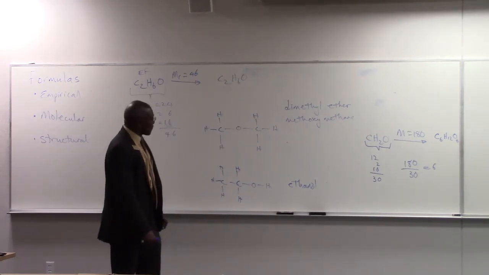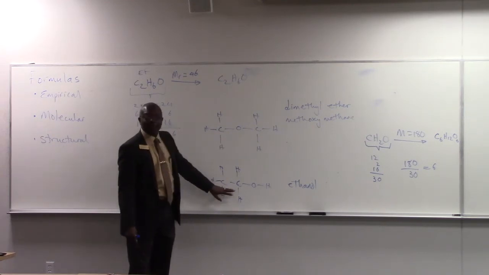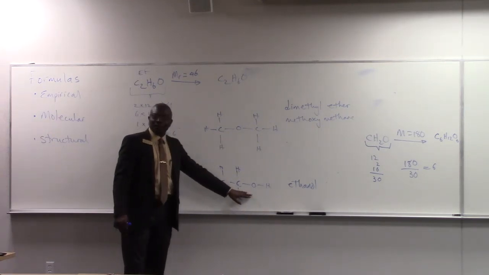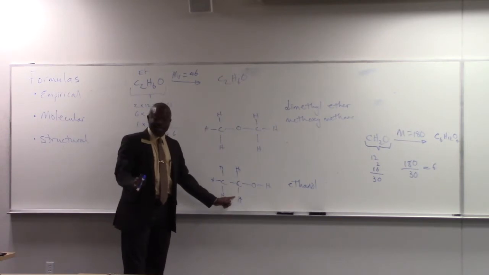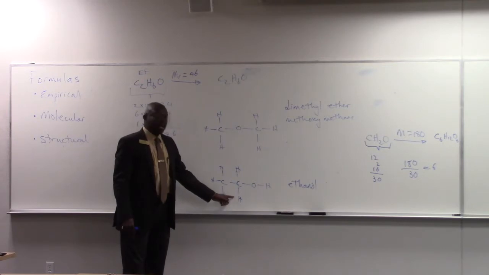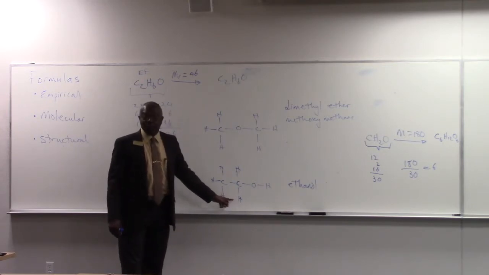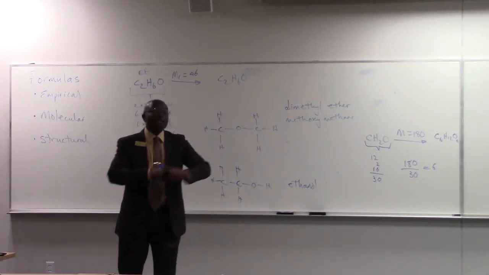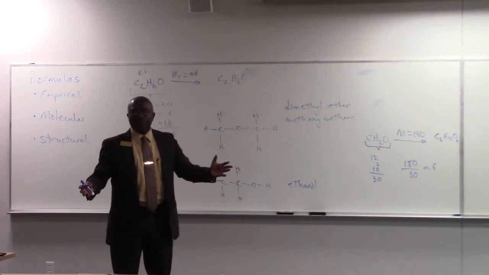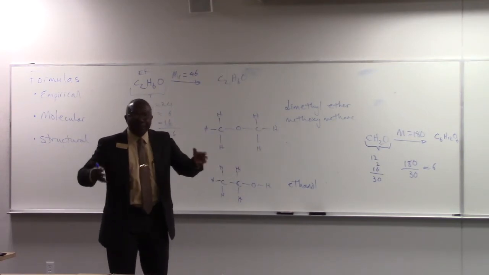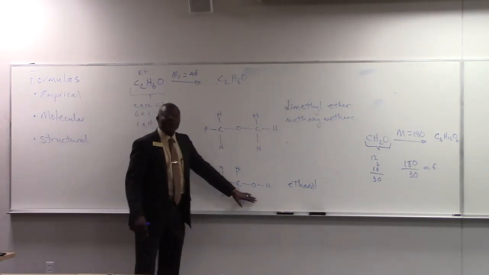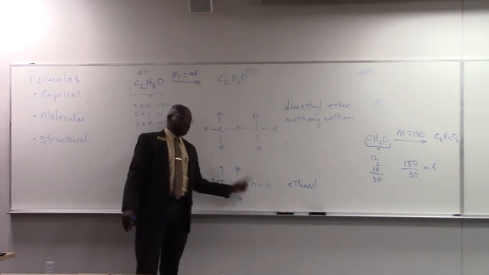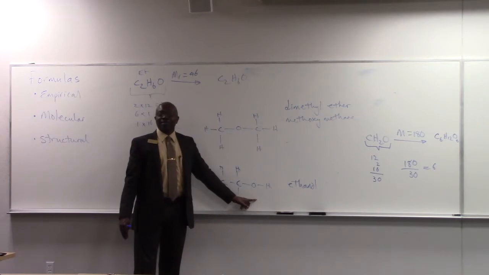Okay. What about this one? This is ethanol. This is a liquid at room temperature. And it's a relatively high boiling liquid. It boils at 78 degrees Celsius. It is miscible with water. In other words, it dissolves infinitely in water. Right? It dissolves infinitely in water. And it's nowhere near as toxic as that one. In fact, people drink this on a fairly regular basis.